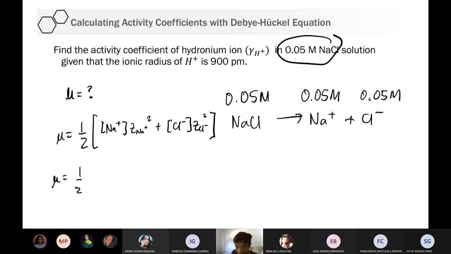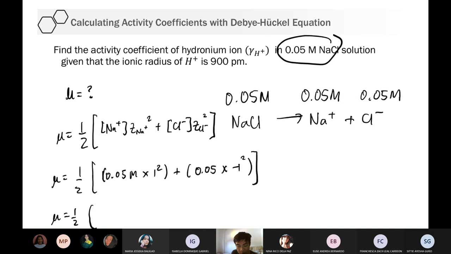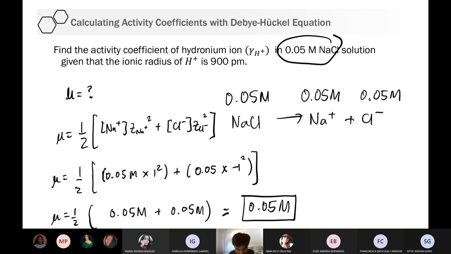So let's plug in the numbers. The molarity of sodium is 0.05 molar times the charge of sodium is 1 squared plus the molarity of chloride ion is 0.05 times its charge squared. Solve na to. So, what's 0.05 times 1 squared? 0.05 lang din yan. What's 0.05 times negative 1 squared? Negative 1 squared, 1 lang din yan. So, 0.05 pa rin yan. So, what's the mu? That is equal to 0.05 molar lang din. Okay? So 0.05 molar lang din yung ating mu. Kasi ito, 0.05, 0.05, 0.1 yan pag pinag-add mo. Divided by 2, 0.05 ulit.